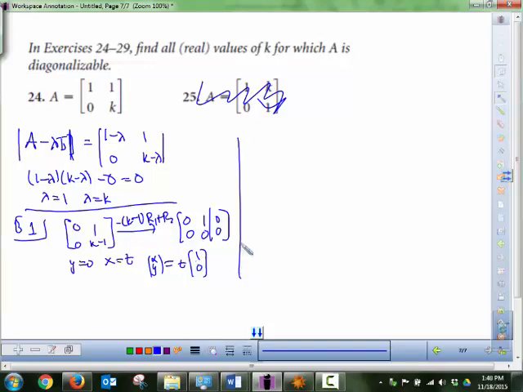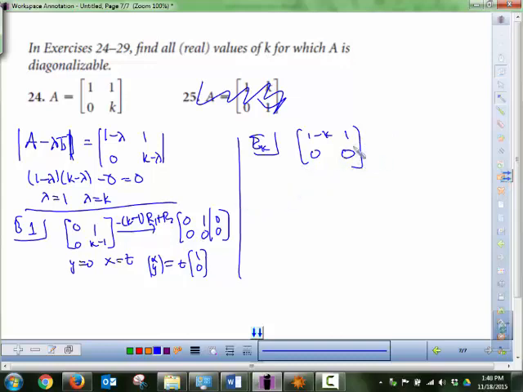Okay, let's go to E sub K. This is now your second eigenvalue. If lambda was equal to K, you want to find the null space for this matrix: 1 minus K, 1, 0, and this is K minus K, which is 0. Right?